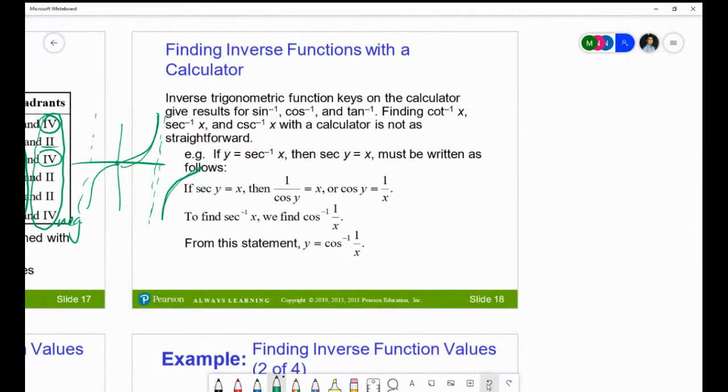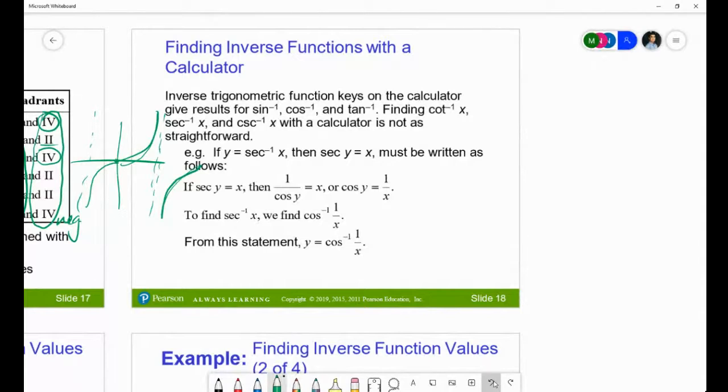Okay, so this is important here. If you want to find the inverse of the following functions, there's no button on the calculator for them. For tangent, there is a button. For sine and cosine and their inverses, there is a button for that. But in order to do cotangent, secant, and cosecant with the calculator, it's not as straightforward and not that easy, so we kind of have to play with it.